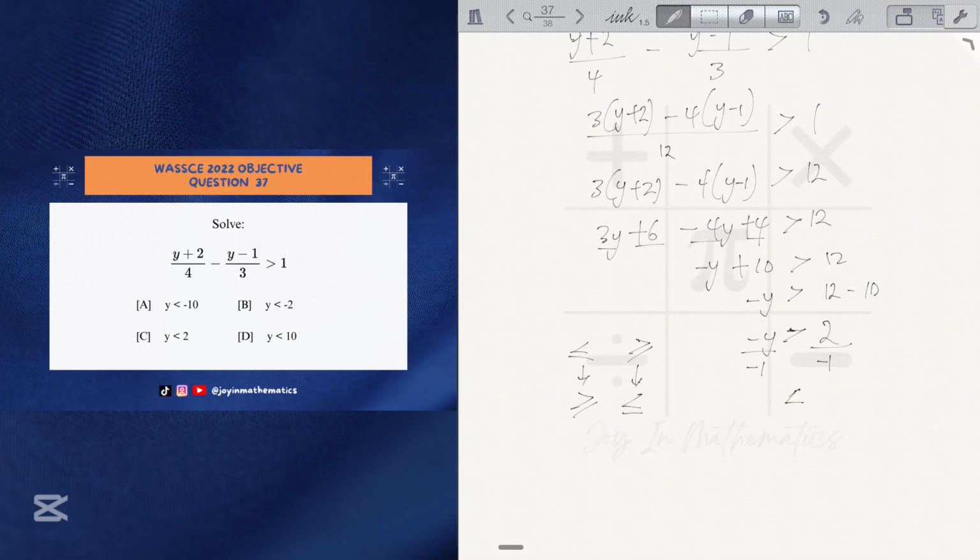So in this case, it's changing just to a less than. So we have this to give us y to be less than minus 2. So y is less than minus 2 is the final answer, which is equivalent to option B.